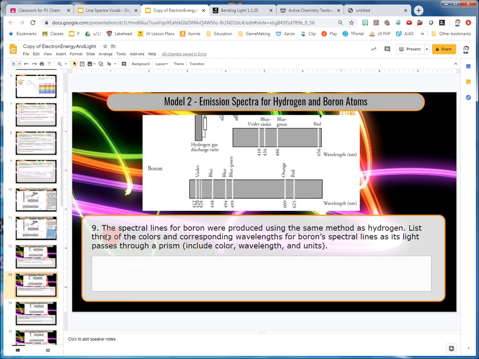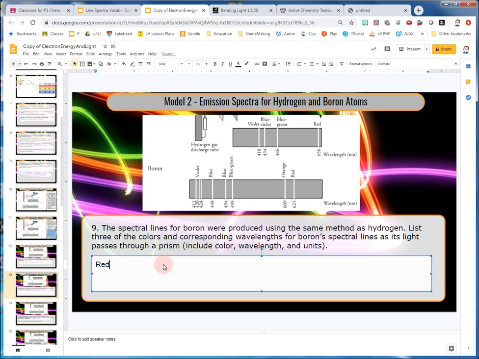Next, spectral lines for boron were produced using the same method as hydrogen. List 3 of the colors and corresponding wavelengths for boron spectral lines as its light passes through a prism. So that's just going to be the same. 3 colors. You can choose any 3 that you want.